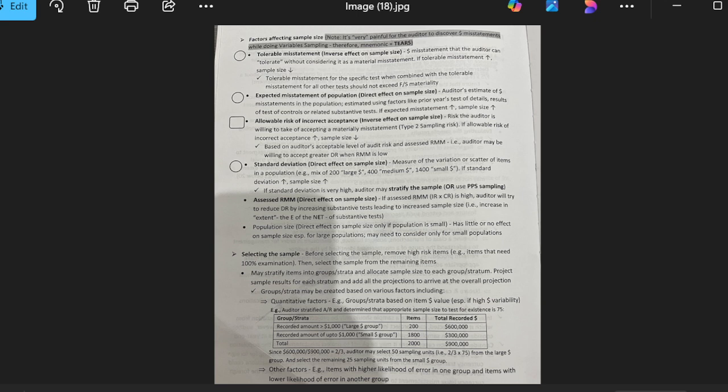After that, moving forward, we will discuss the types of classical variable sampling. The types are mean per unit estimation, ratio estimation, and difference estimation. To begin with mean per unit estimation, the auditor determines the average dollar of the sample items, then multiplies this average by the number of items in the population to estimate the total dollar value of the population. Then ratio estimation, where the auditor determines the ratio of audited dollar to book value of the sample, and then multiplies this ratio by the total book dollar to estimate the dollar value of the population.